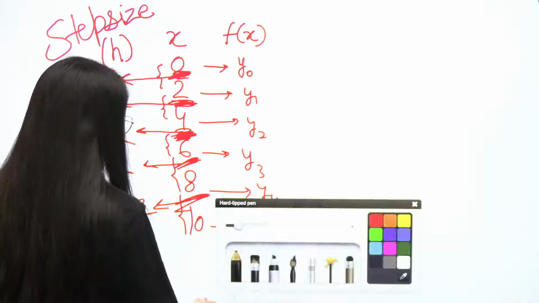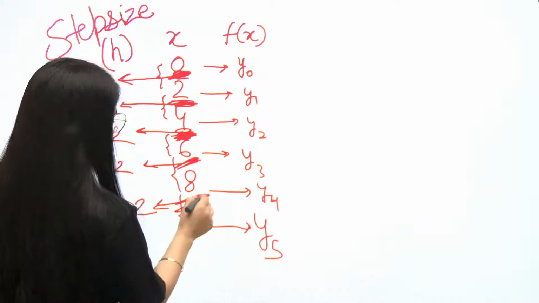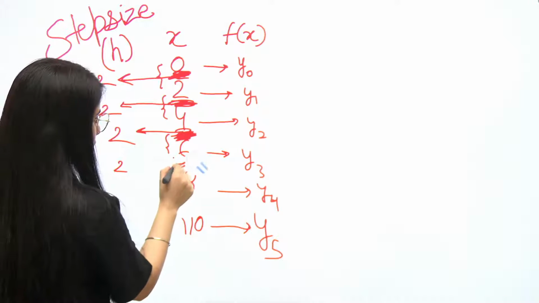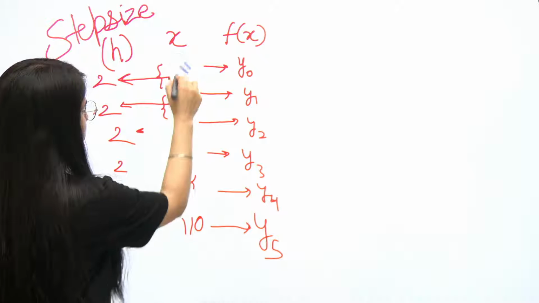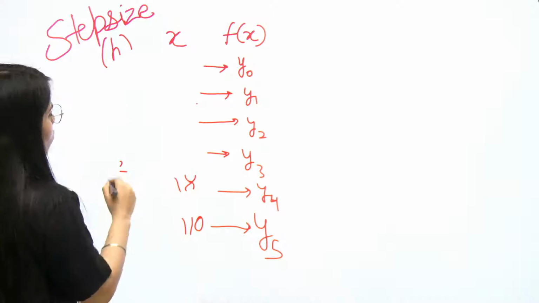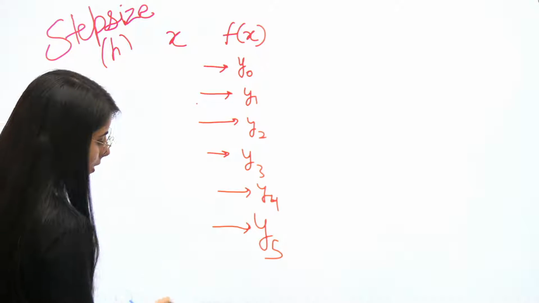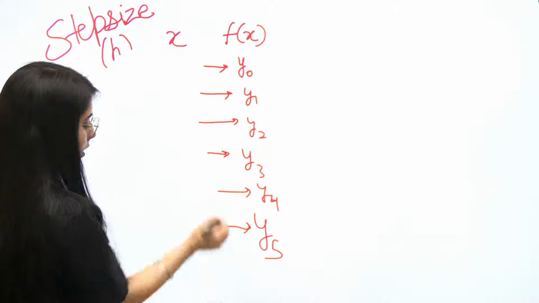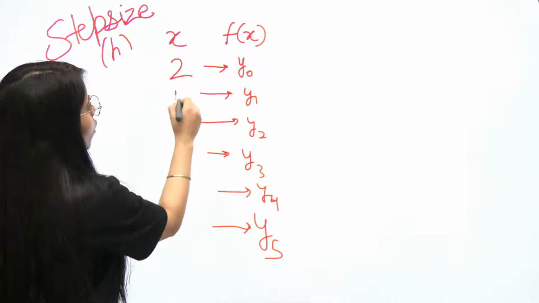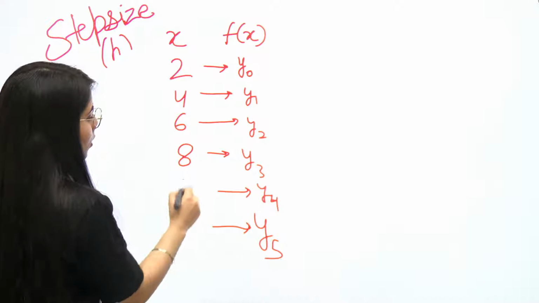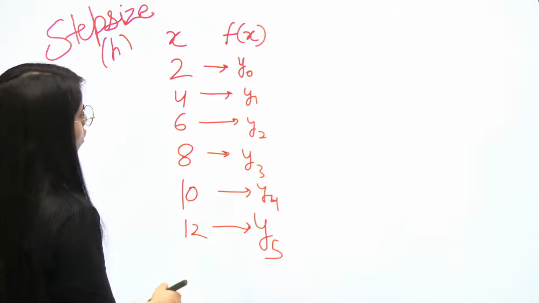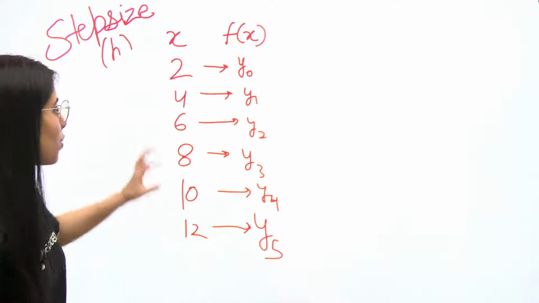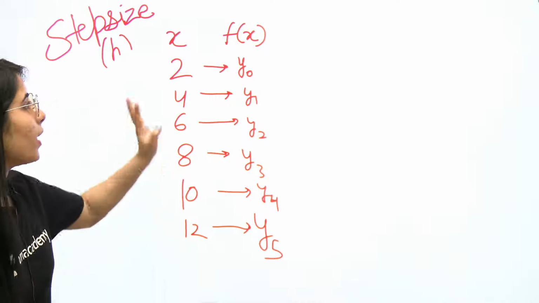So for that, let me just clear it a little bit. I hope how you will consider the step size is clear. And still, if there is any doubt, please let me know. 2, 4, 6, 8, 10, 12. I have not started with 0 this time, but still the step size will remain 2. So it's okay. Let's continue.